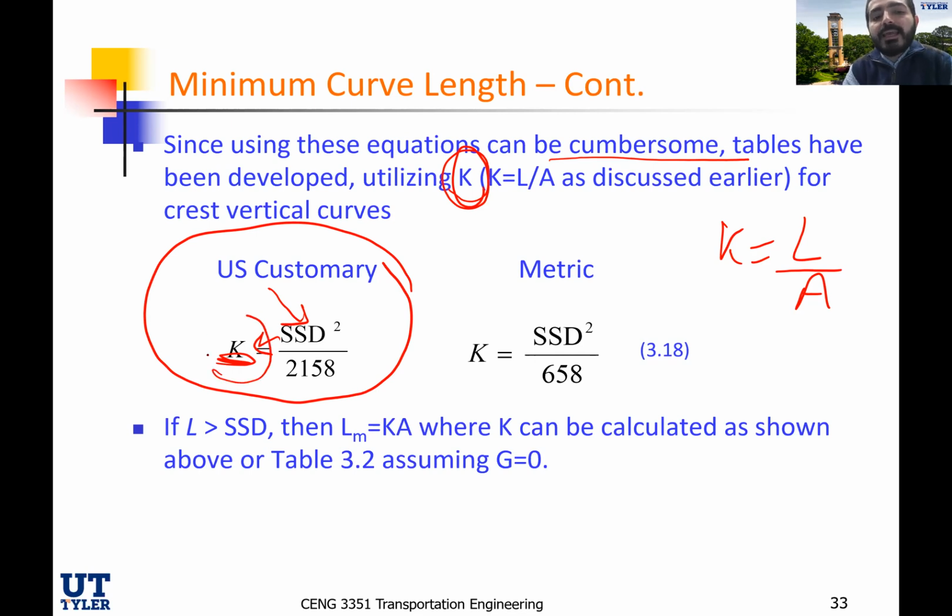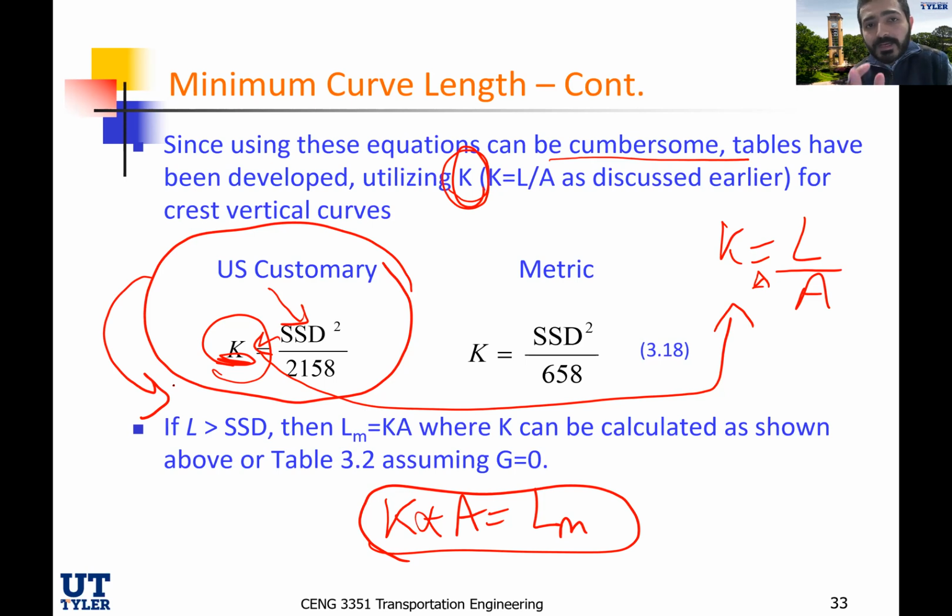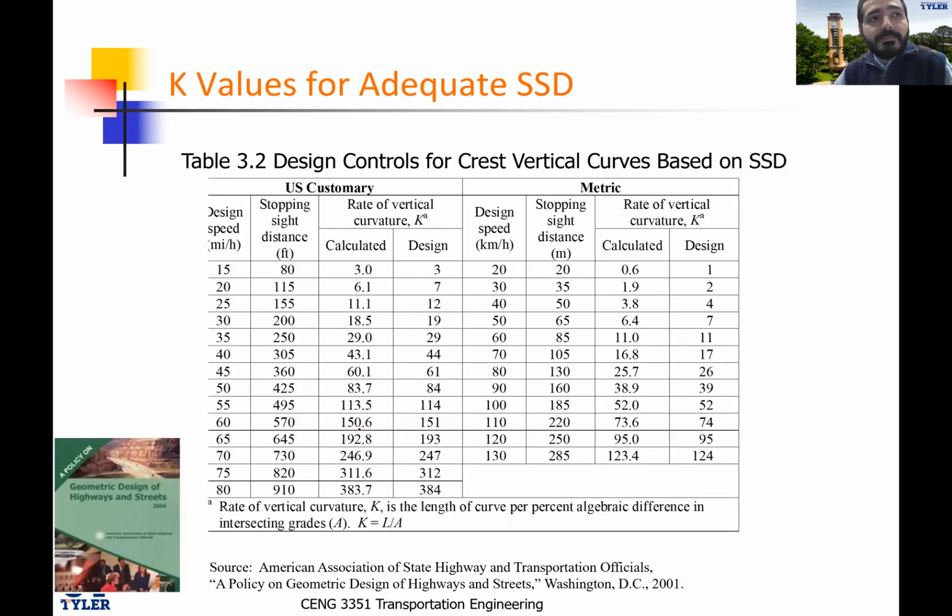And if I know the K, I multiply the K times A. So K times A will get me the LM, the length of the curve. And that's exactly what the next table is all about. But again, there are some specific rules that apply for you to use this table. If the L is more than SSD, then the minimum length is equal to K times A. This is the table right here. Very simple, even simpler than before.